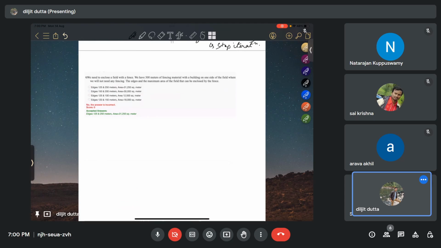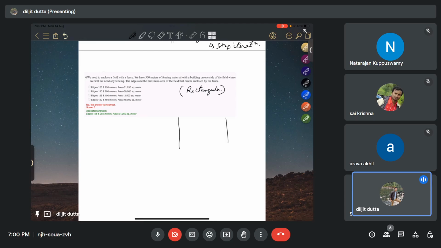Okay, now let's proceed to our next question. We need to enclose a field with a fence. We have 500 meters of fencing material with a building on one side of the field where we will not need any fencing. Find the edges and the maximum area of the field that can be enclosed by the fence. Now the thing is that the field we are covering is rectangular. This is not mentioned in the question.